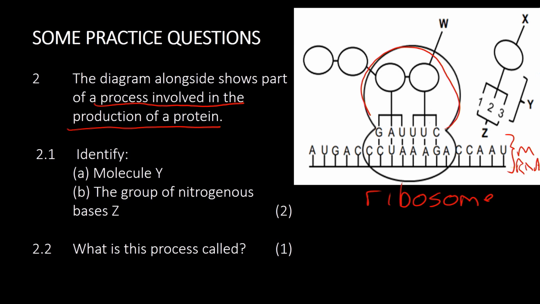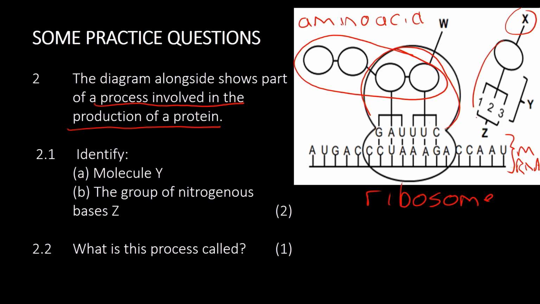Because it's protein synthesis, that is your amino acid chain. And what would this be? This is bringing amino acids, so this is transfer RNA. Okay, once you've worked out what the diagram is actually telling you, you can then go and answer the questions.